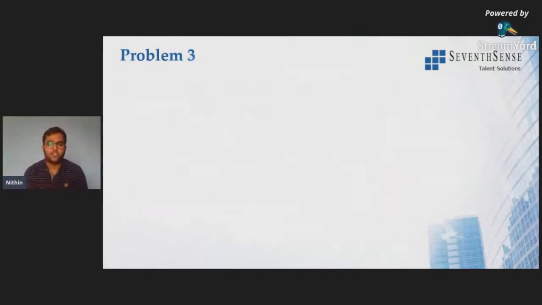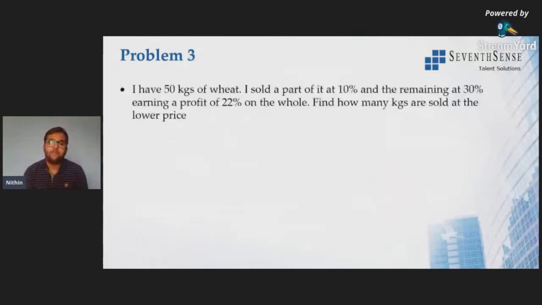They have given this question now. I have 50 kgs of wheat. Now they have given total quantity of wheat. All right. So some part I am selling at 10% and remaining at 30%, earning a profit of 22% on the whole. Find how many kgs are sold at lower price.